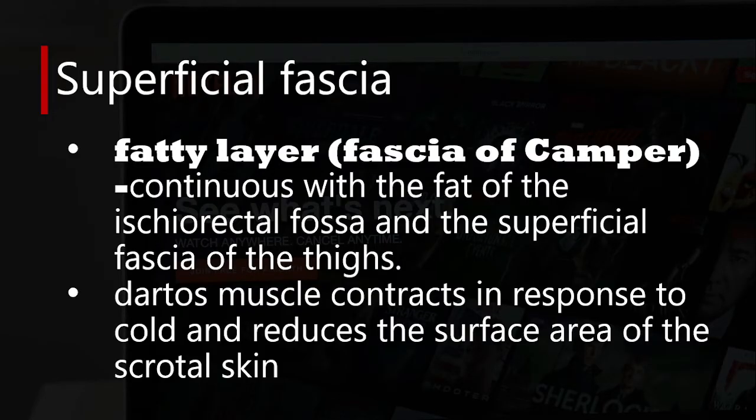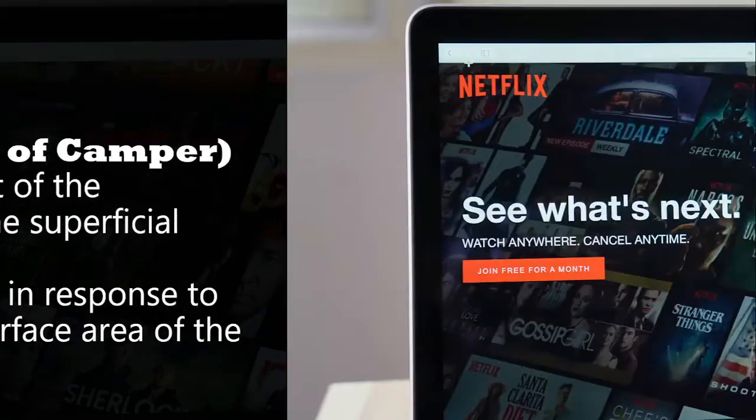Superficial fascia. The superficial fascia of the urogenital triangle can be divided into a fatty layer and a membranous layer. First, let's talk about the fatty layer, or Camper's fascia. This is continuous with the fat of the ischiorectal fossa and the superficial fascia of the thigh. The fat is replaced by smooth muscle, which is the dartos muscle. The dartos muscle contracts in response to the cold and reduces the surface area of the scrotal skin.